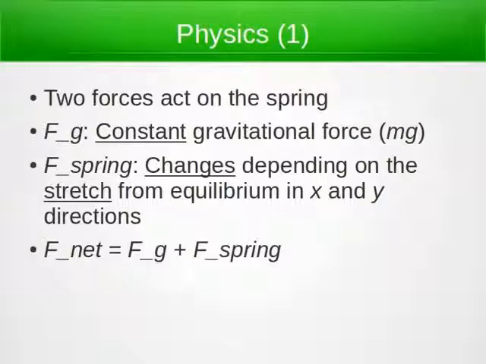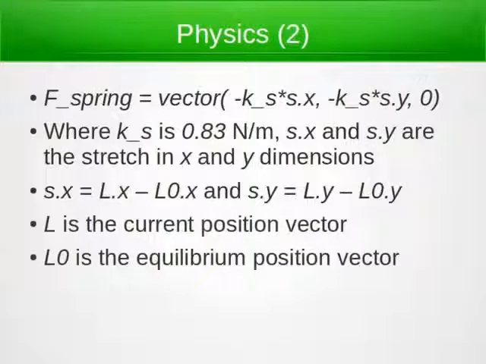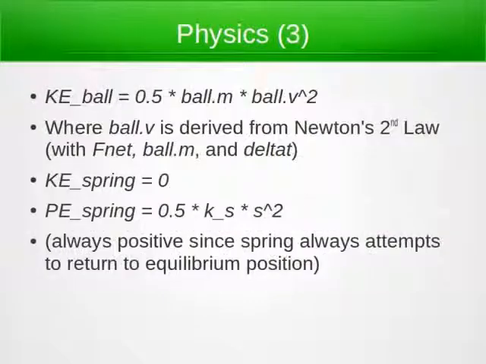There are two forces acting on the spring: the gravitational force Fg and the spring force. The spring force changes while the gravitational force is constant. Both forces are of course vectors. The spring force stretches in the x and y directions, and it's the difference between the equilibrium and current position.